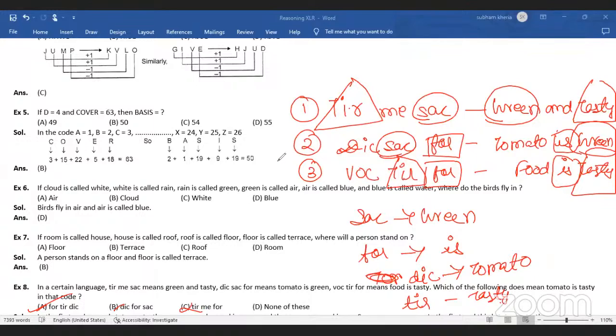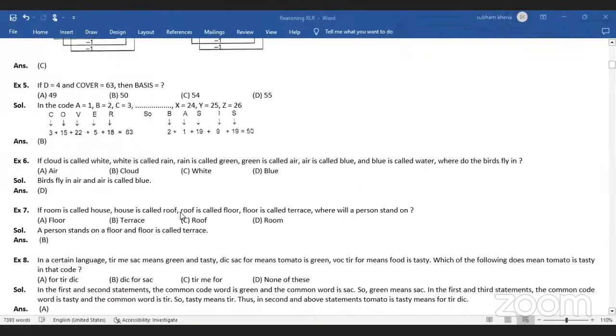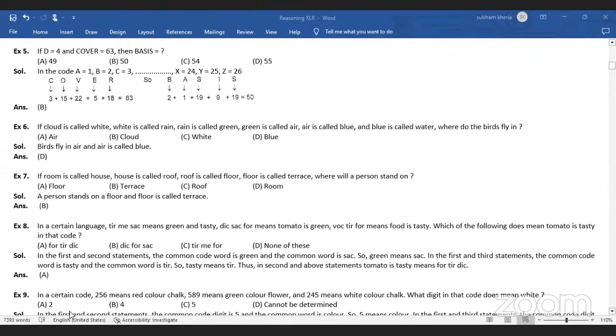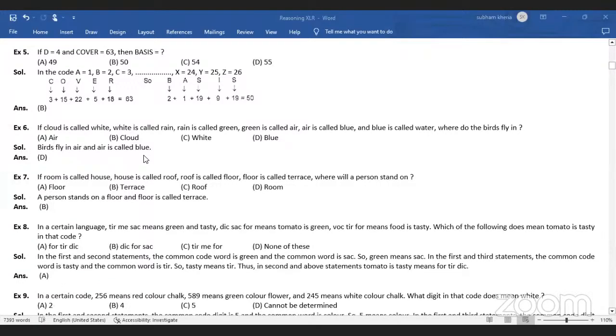I am giving you a question to solve. Okay? One sec. Find the answer for question number 9. Question number 9, all of you. Quickly. Question number 9. 2 minutes, not more than that.